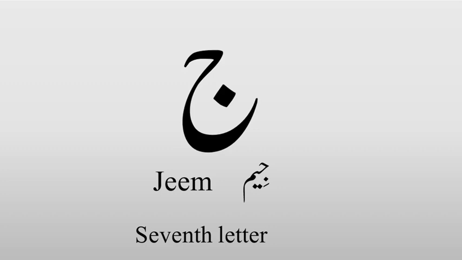So this is Jim, the seventh letter. How can you write it? How can you keep it in your mind? You can see the basic structure of Jim, Che, He and Khe is the same. Now this is Jim. The upper part of Jim is almost similar to the number 7, and the second part, or lower part, is similar to a crescent-like structure. This is a crescent, a new moon. First begin with the upper part.